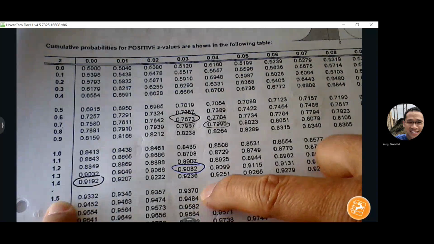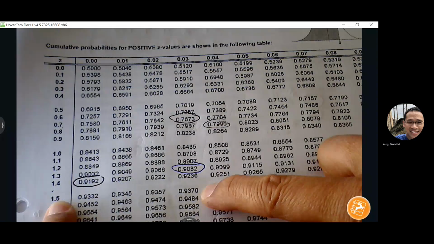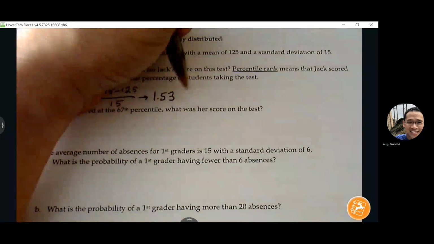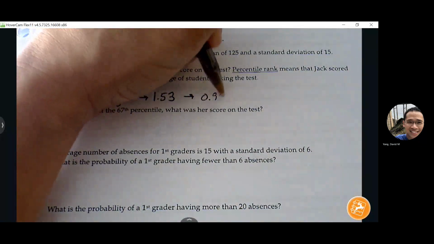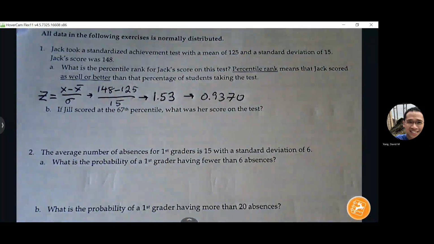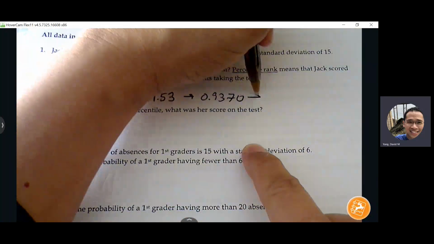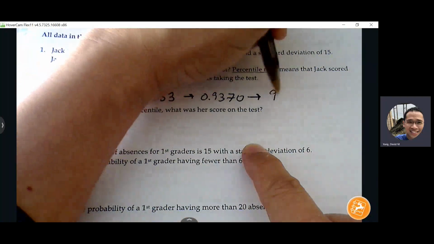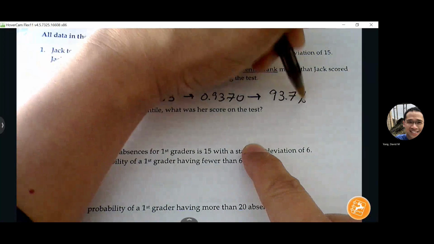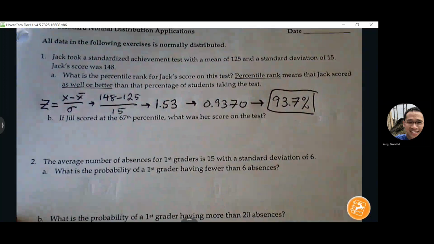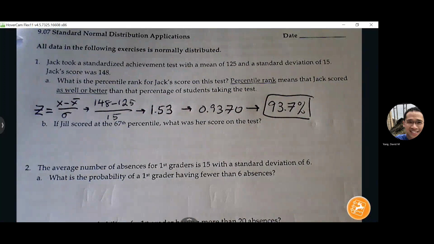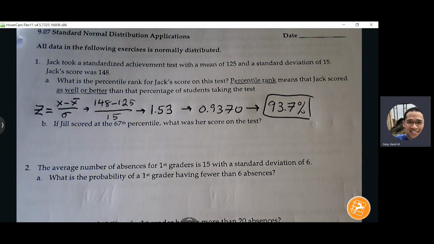1.53, 0.9370. It's asking for the percentile rank, so I have to convert that probability to a percentage. So that 148 is the 93rd percentile.